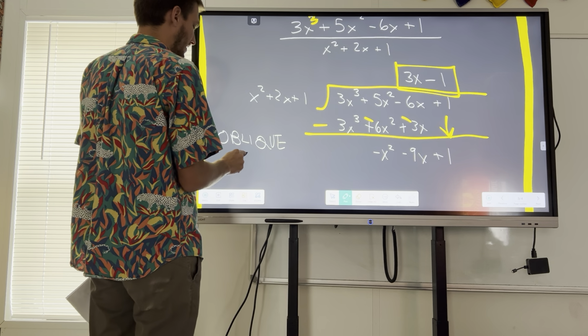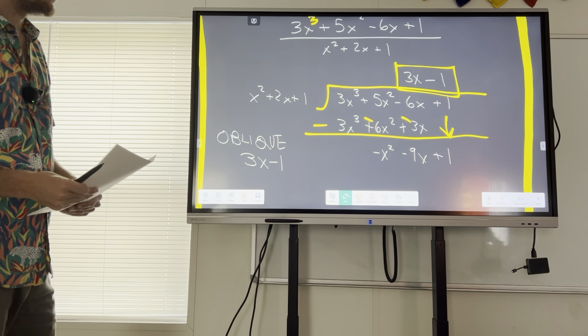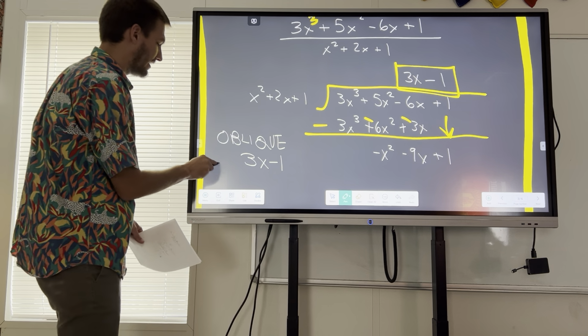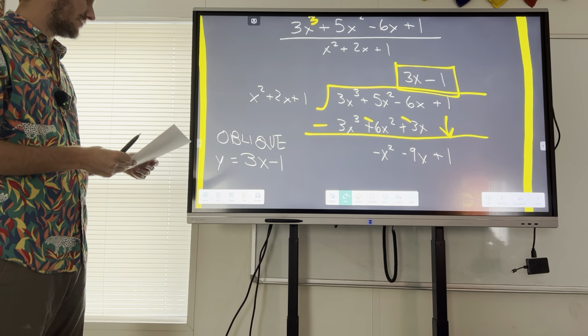Our oblique asymptote is at 3x minus 1. And maybe we put y equals, because it is a line. Come on, Mr. Collier, we need that y equals. Sorry about that.